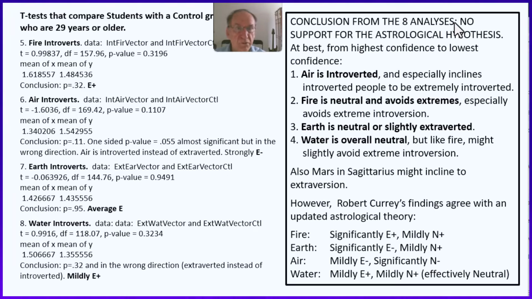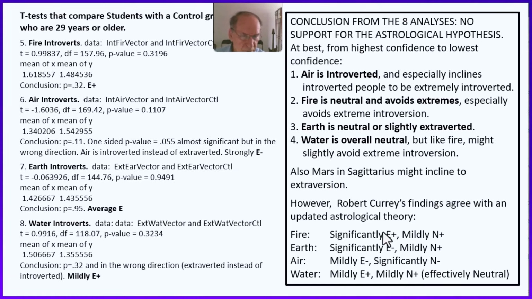This is in order of highest confidence. We're most confident that air is introverted. Next most confident that fire avoids extremes, stays in the middle. Next most confident earth is either neutral or slightly extroverted, opposite to what we expect, and water is overall neutral. Perhaps, like fire, it might avoid extreme introversion. So it doesn't fit. There's some slight indication that Mars and Sagittarius might incline to extroversion.